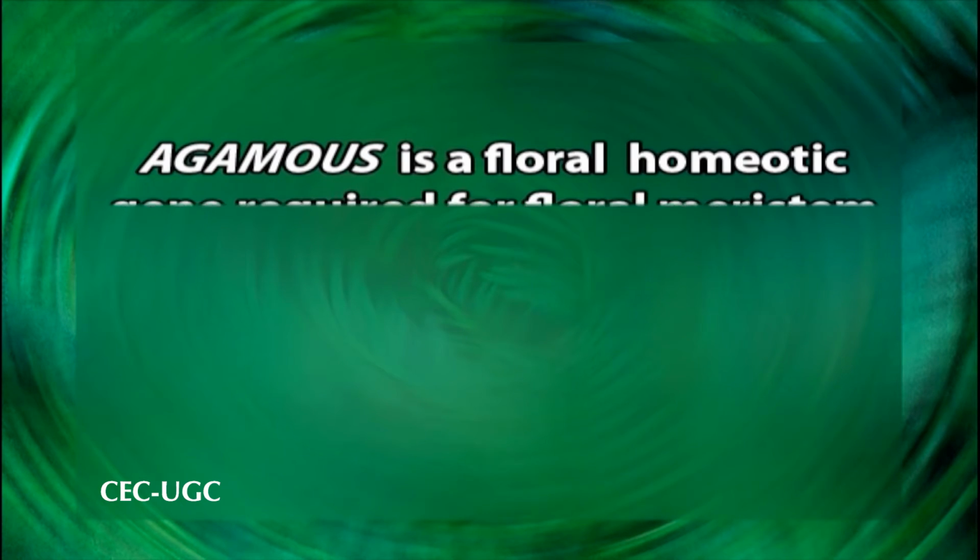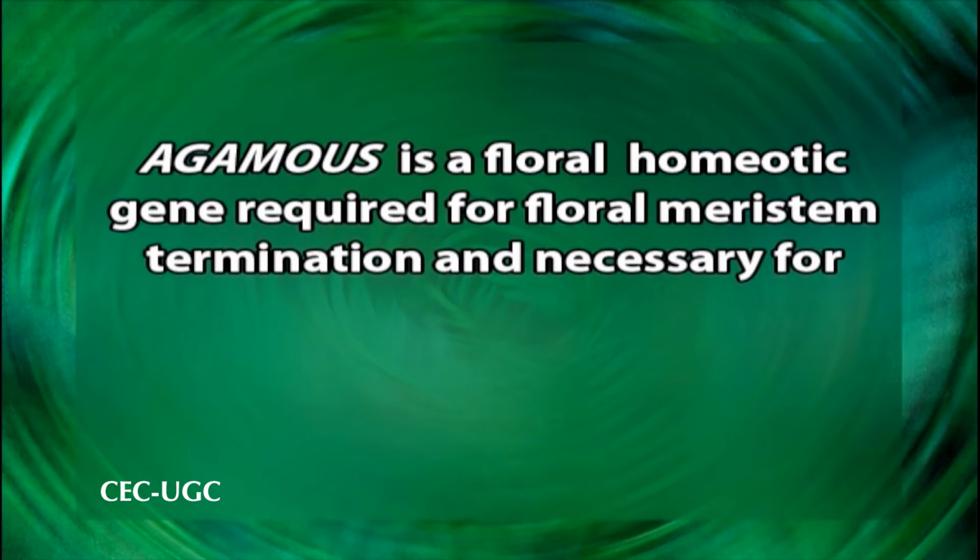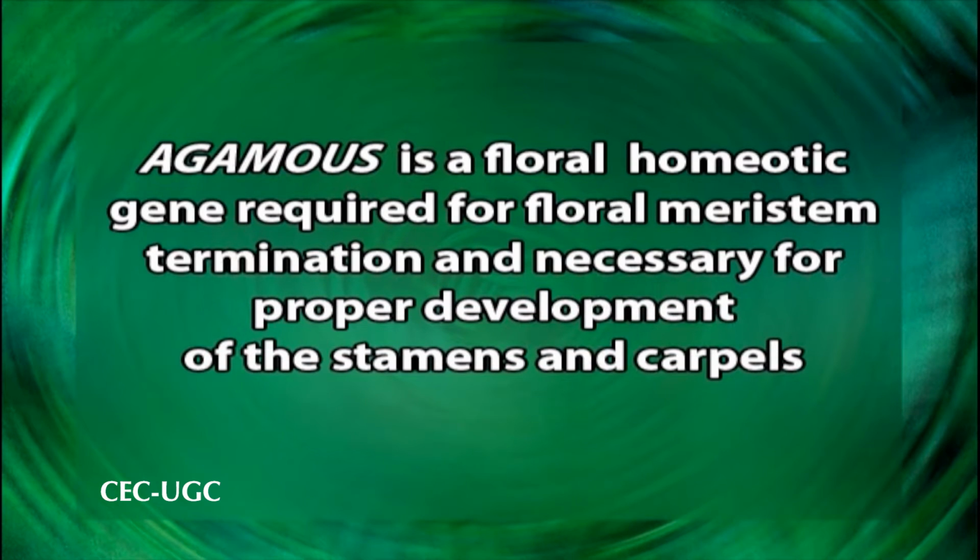The transition from shoot meristem to floral meristem requires floral meristem identity genes that both specify the floral organs and cause the termination of the production of stem cells. AGAMOUS is a floral homeotic gene required for the floral meristem termination and necessary for proper development of stamens and carpels. AGAMOUS is necessary to prevent the conversion of floral meristem to inflorescence meristem, but is not involved in the transition from shoot to floral meristems.